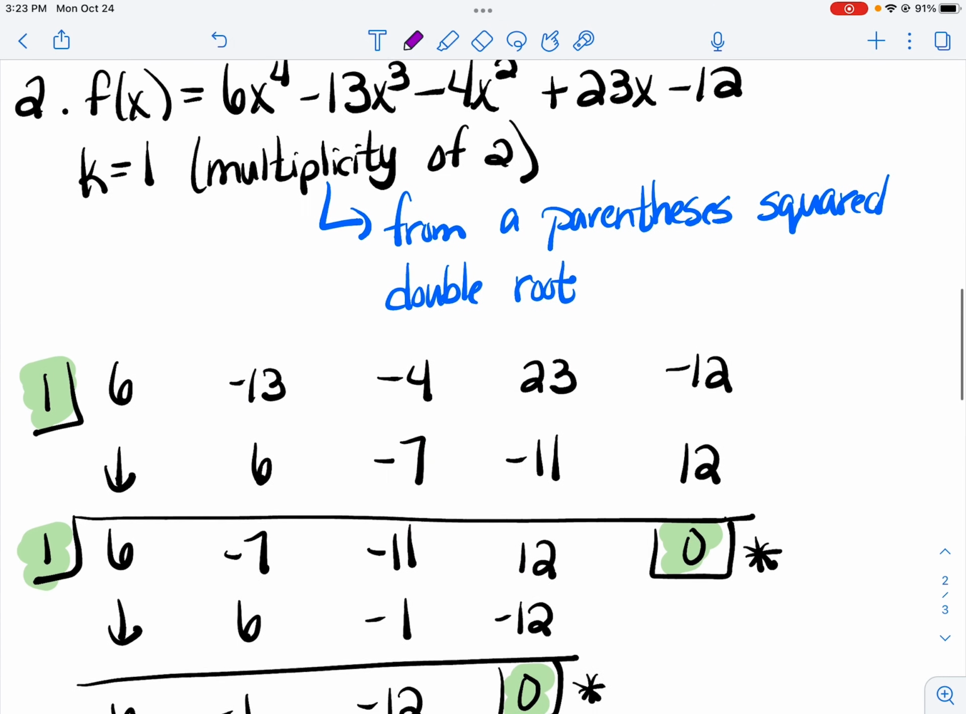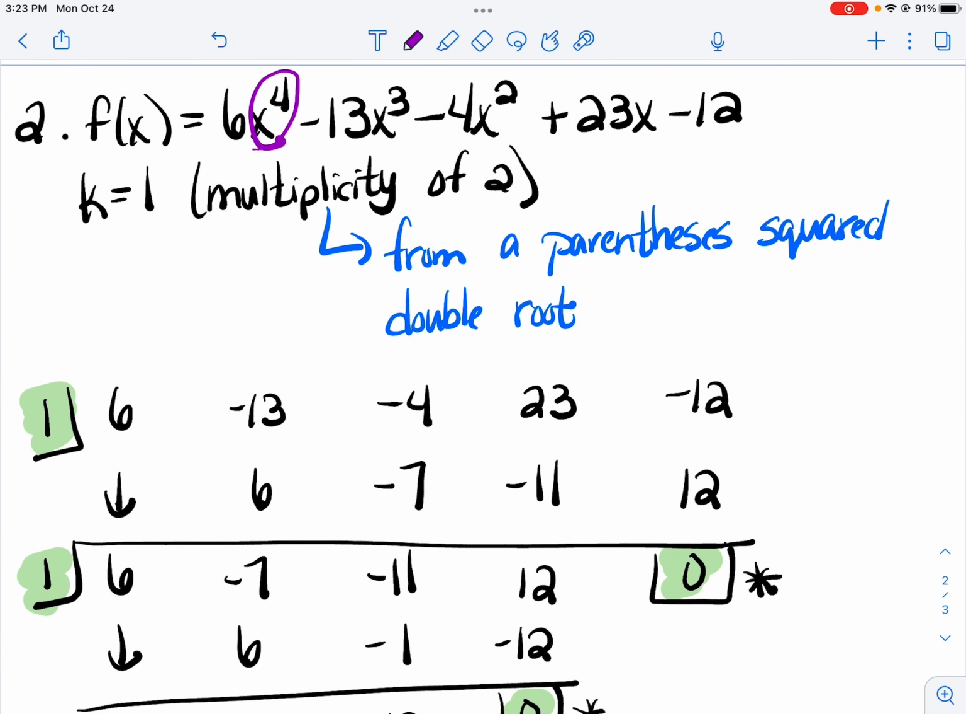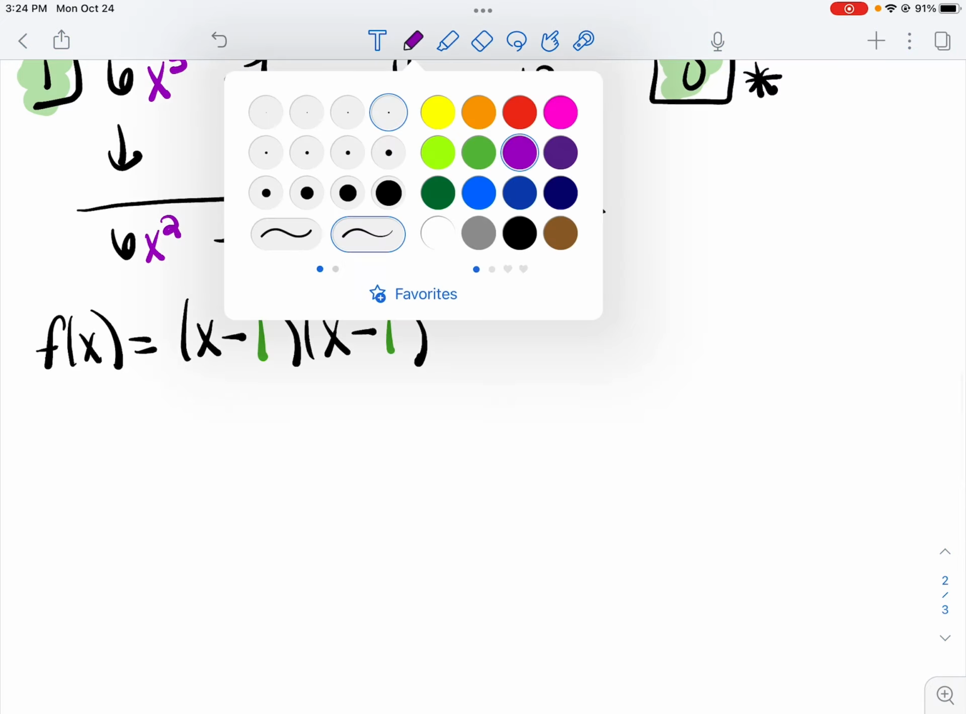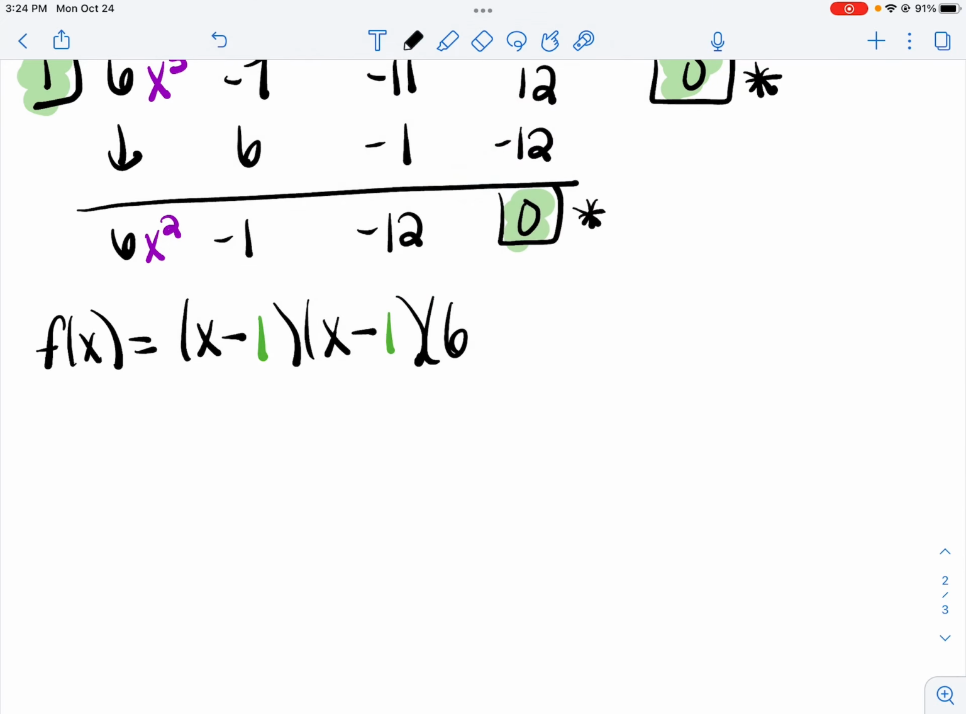Now, in my original problem, my power was an x to the 4th. Remember, your powers decrease every time you divide. So on this line, I would have had an x cubed, and here an x squared. So as I continue to write my polynomial, I have 6x squared minus x and minus 12. My directions ask me to factor into linear factors. Well, linear factors means a power of 1 in each parenthesis.